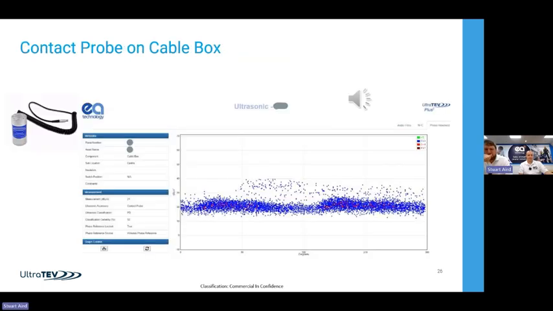So moving on to an example, and this is a slightly challenging example. This is a contact probe being used on the outside of the switchgear. This is actually on the cable box, and I'm just going to play an audio file for this. There's two things you look at when you're using ultrasonic sensors. One is the data, so some of the classifications in there, and the other is the audio file. The audio files normally have a very clear pattern to them. I'll just play this one for a second.